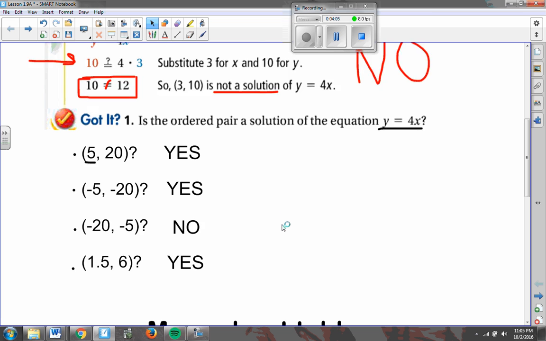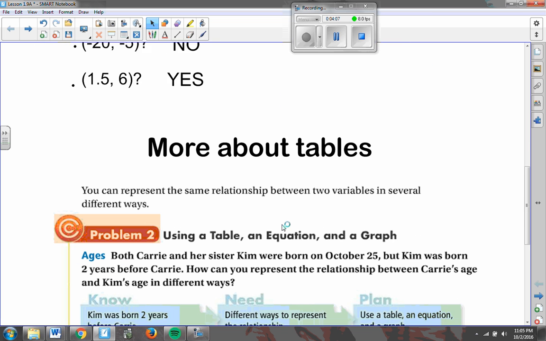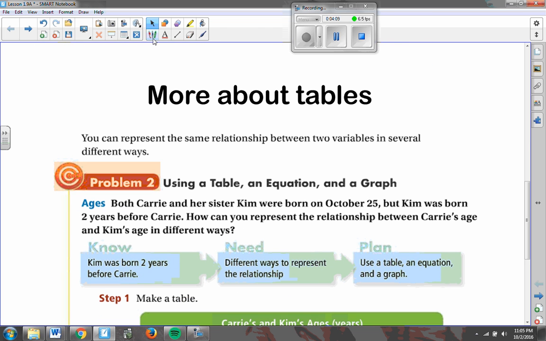Now the other thing that is going to be in your practice problems is about tables, like tables of values. Okay? Tables of values is what we're talking about here. And we're going to start looking at a lot of different ways to represent different mathematical situations.